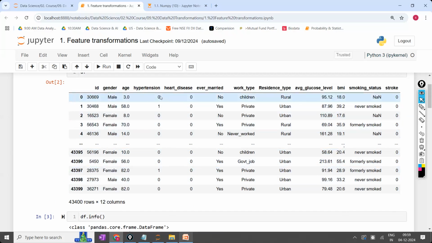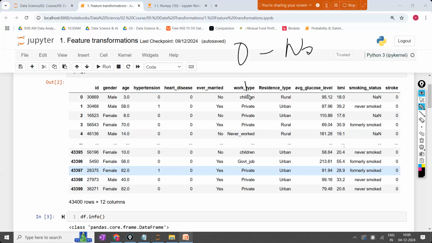Here hypertension is 0 and 1. 0 is considered as the person not having it, and 1 means the person has it. Why is 0 considered as no and 1 as yes? Why can't you take 1 as no and 0 as yes? Why should you not consider it the opposite way? Very simple answer: it is alphabetical order. First N comes, followed by Y.